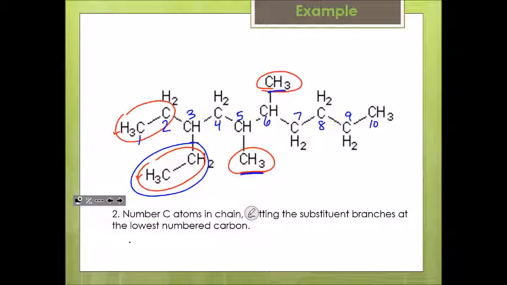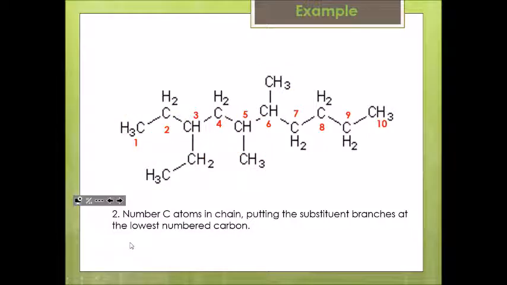If I went the other direction, let's just do it hypothetically, and made this 1, this 2, this 3, this 4, this 5, my first branch wouldn't start till 5. So I want to put them off of the lowest numbered carbon possible. So in lieu of that, I'm going to number from left to right in this case. It's not always going to be the case, but that's what I'm going to do.